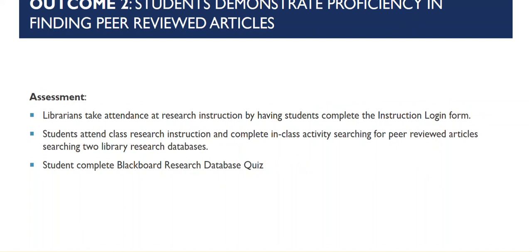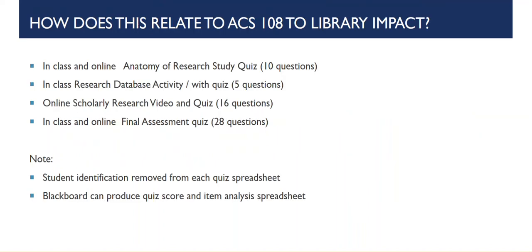Same for outcome 2, the part about finding peer-reviewed articles. That's our databases. They do their in-class activity, and I know afterwards within Blackboard they've got a research database quiz. And the impact is going to be afterwards looking at the assessment. Are they successful? This is built so that they continue to use peer-reviewed sources in their college education and beyond, and completing the quizzes and being successful with that.